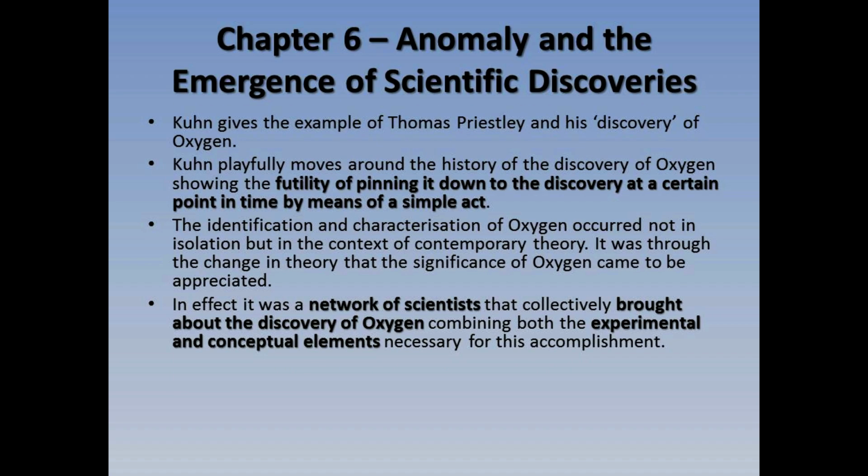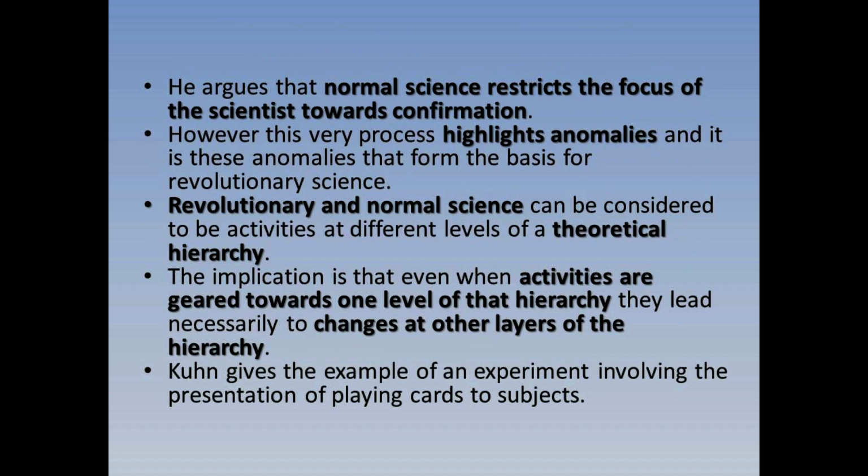In Anomaly in the Emergence of Scientific Discoveries, Kuhn demonstrates what a research paradigm is, with reference to the discovery of oxygen. He shows it as the result of the work of many scientists, culminating in the definitive statement by Thomas Priestley. Kuhn writes that normal science is about confirmation, which detects anomalies, which drives revolutionary science, which helps scientists see the world in a different way. He analogizes with a card game in which subjects only see a pattern if they have an underlying set of rules.